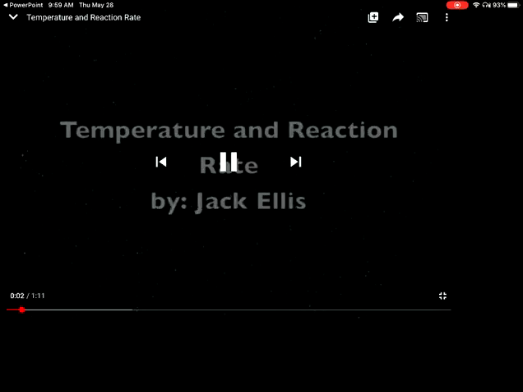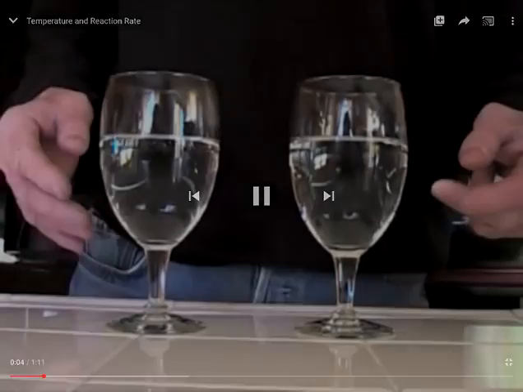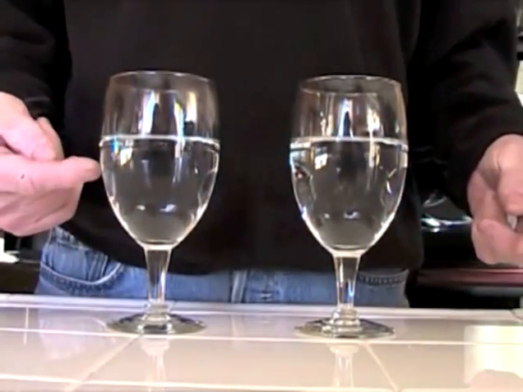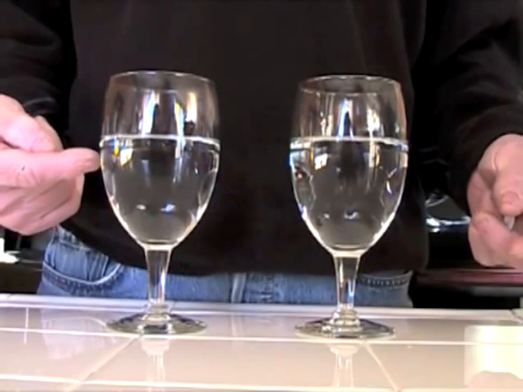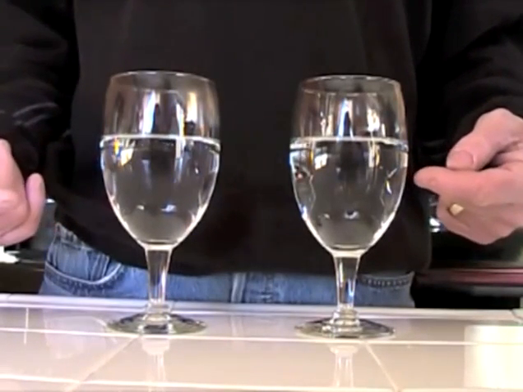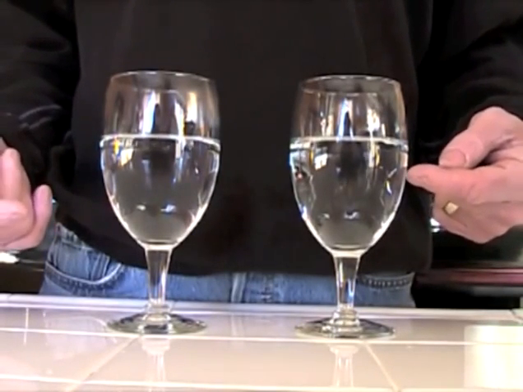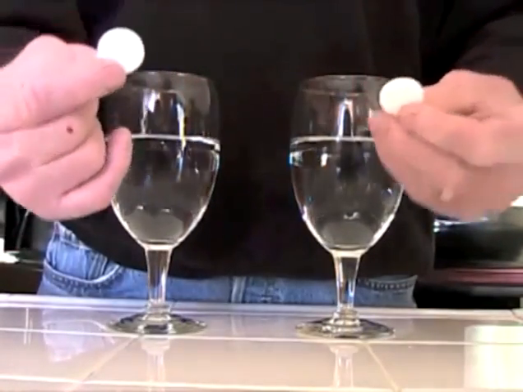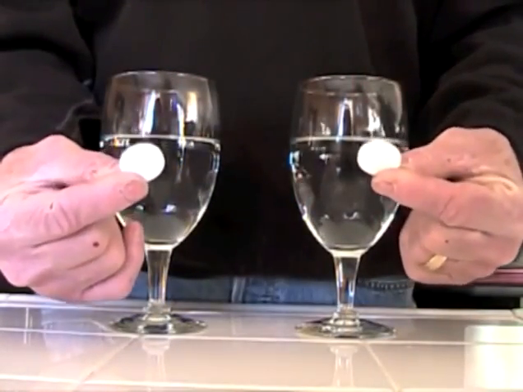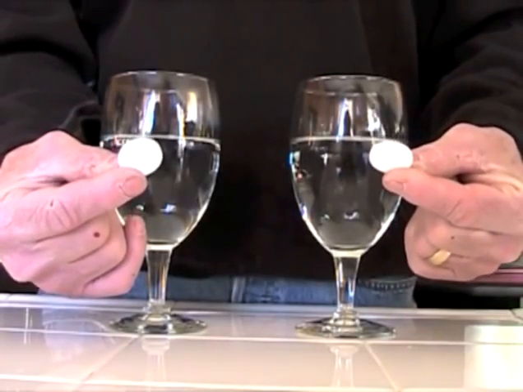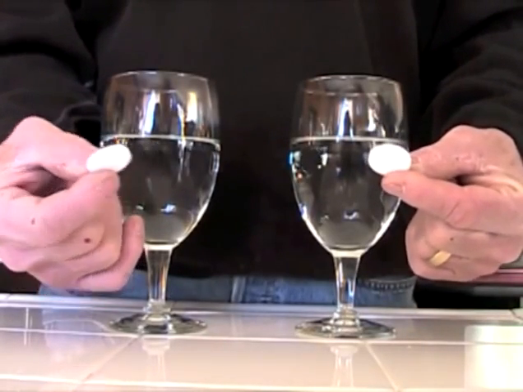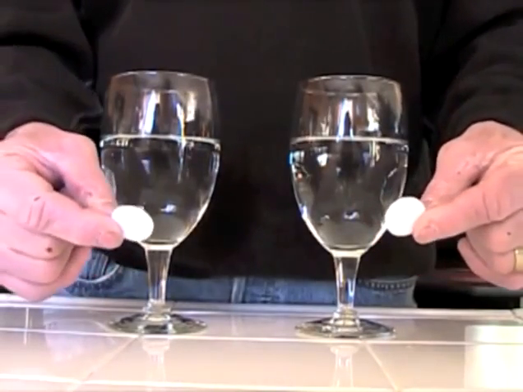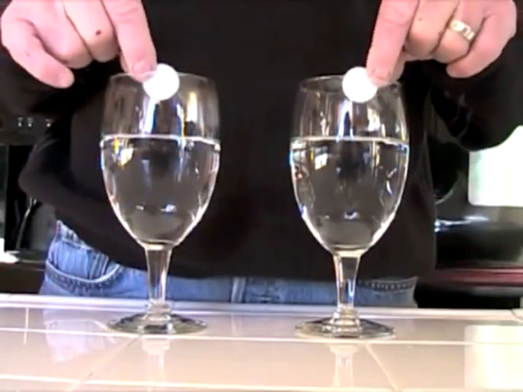Chemical reactions happen faster at higher temperatures because the individual molecules are going faster and therefore causing more collisions. For this experiment, you're going to need 2 glasses of the water. The glass of water on your left is hot water. I heated it in the microwave for a minute. The glass on your right is cold water, just ice water. You'll also need 2 effervescent tablets. We're going to drop the tablets in the glasses. Which do you think is going to react faster? The one on your left, which is hot, or the one on your right, which is cold?